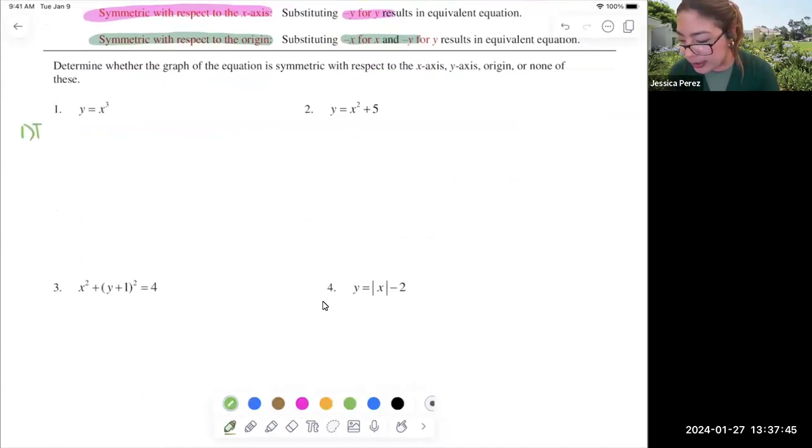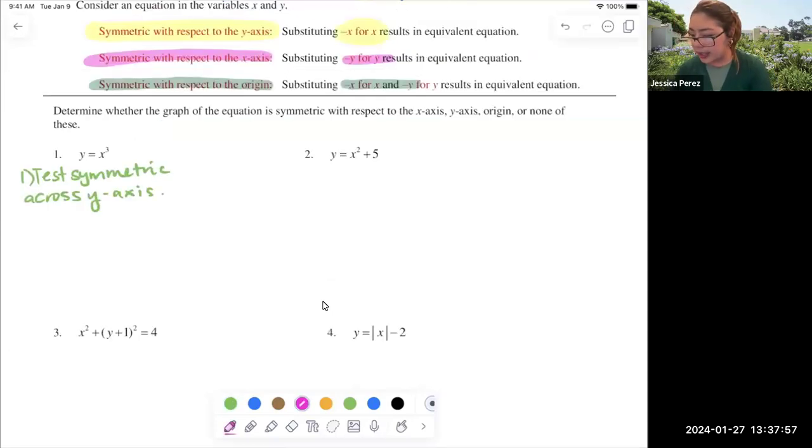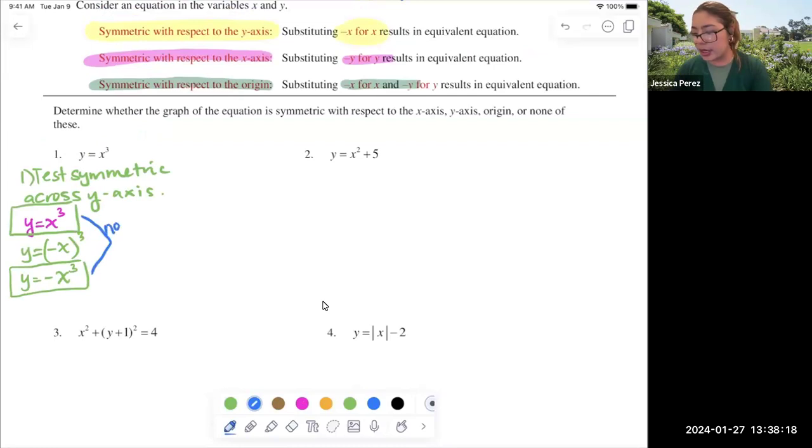First, I want to test symmetry across the y. What do we know about being symmetric towards the y? I have y equals x cubed. Now I need to change that to y equals negative x cubed, and I want to know if I get the same answer. What happens when I have negative x cubed? I get negative x cubed. So this and this are not the same. That means it's not symmetric across the y-axis.